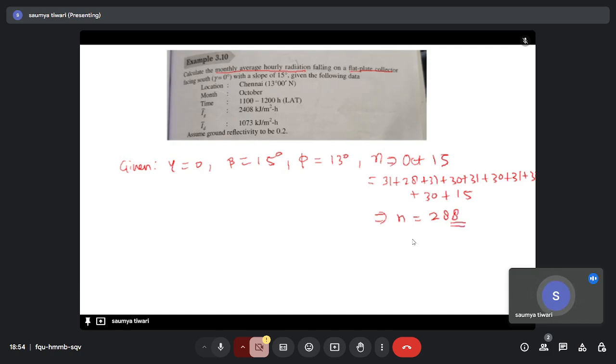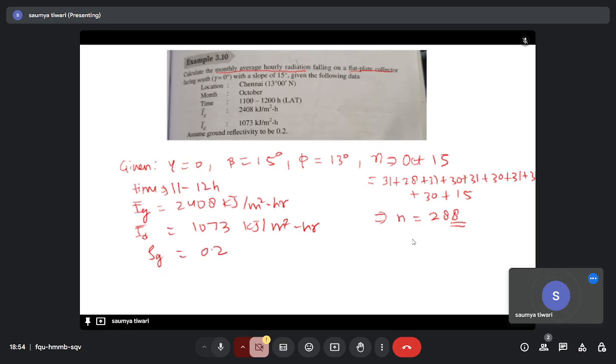Now what else is given? Your time is given. The time mentioned here is 11 to 12. The average global radiation is given, which is 2408 kilojoule per meter square per hour, and the diffuse radiation is given as 1.1073 kilojoule per meter square per hour, and ground reflectivity is given to be 0.2. So these are the values already given in the question. Now what we need to find is the monthly average hourly radiation.